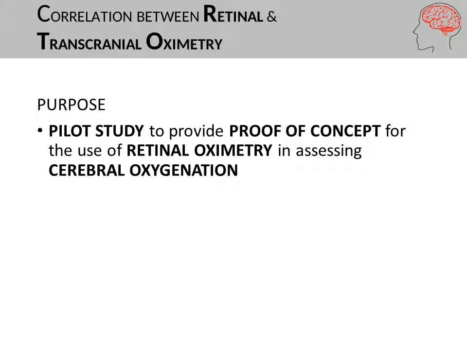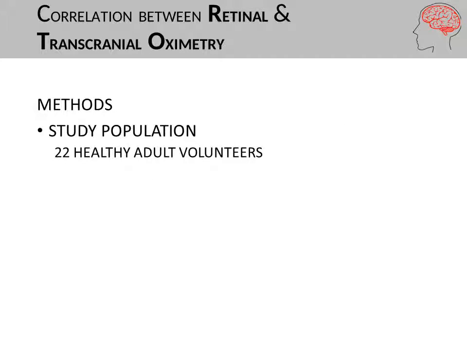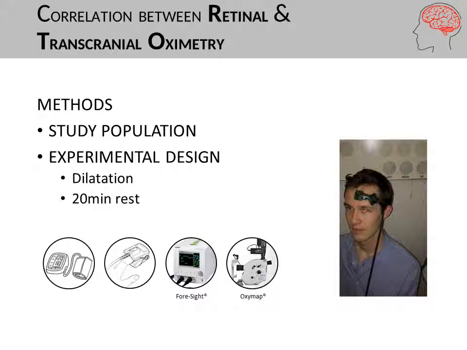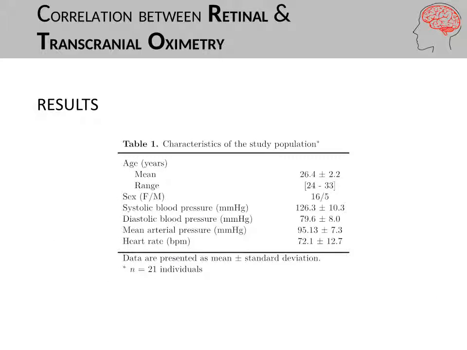So we started a pilot study to provide proof of concept for the use of retinal oximetry in assessing cerebral oxygenation. We chose 22 healthy young volunteers. We dilated them, had them rest for 20 minutes, and then we measured the blood pressure, peripheral pulse saturation, transcranial saturation, and the retinal saturation. And so these are our results.